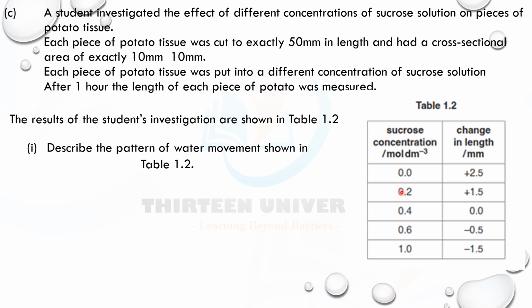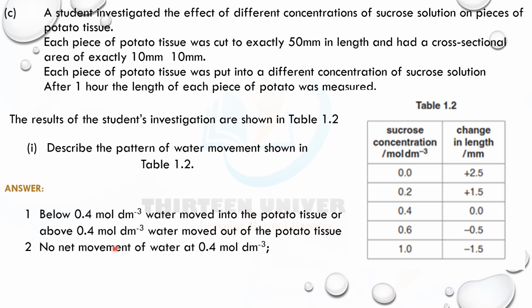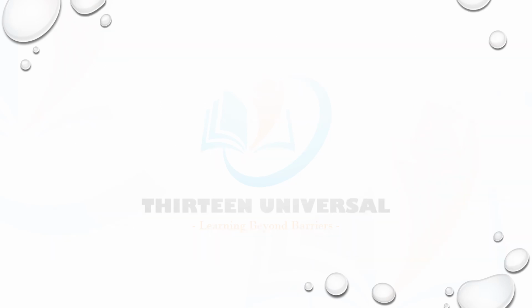But from above, can you see concentration below 0.4? 0.4 is the mark. Concentration below 0.4, water enters the cell. Concentrations above 0.4, water leaves the cell. So at 0.4, the amount of water entering the cell is the same as water leaving the cell. Let's check. Below 0.4 mole per dm cubed, water moved into the potato tissue. Above, water moved out. No net movement of water at this point. So, 2 marks.